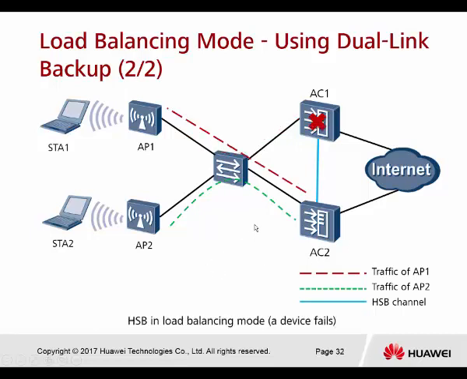And don't worry about the controller failure problem, because when one of the controllers fails, the APs will still load balance and connect to the other controller. So the AP will automatically form the CAPWAP tunnel with AC number 2 when the device fails.